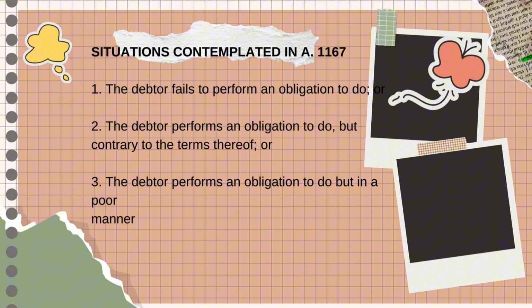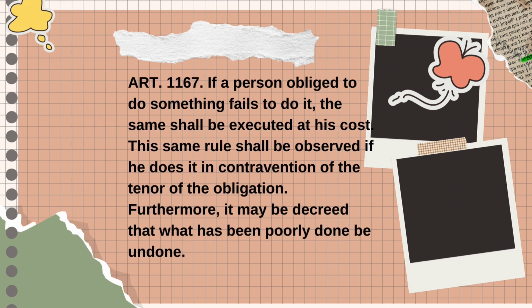Okay. The remedies, wait, before we go to the remedies, yung stipulation contemplated in this article, Article 1167, refers to an obligation to do, to perform an act, to render a service. It contemplates three situations. The debtor fails to perform the obligation to do. Tandaan, debtor hindi niya nagawa o naibigay yung service na dapat na ibibigay niya. The debtor performs an obligation to do but contrary to the terms and conditions. For example, yung number one, hindi niya nagawa ang dapat niya gawin. Number two, nagawa niya pero hindi yun yung tamang dapat gawin.